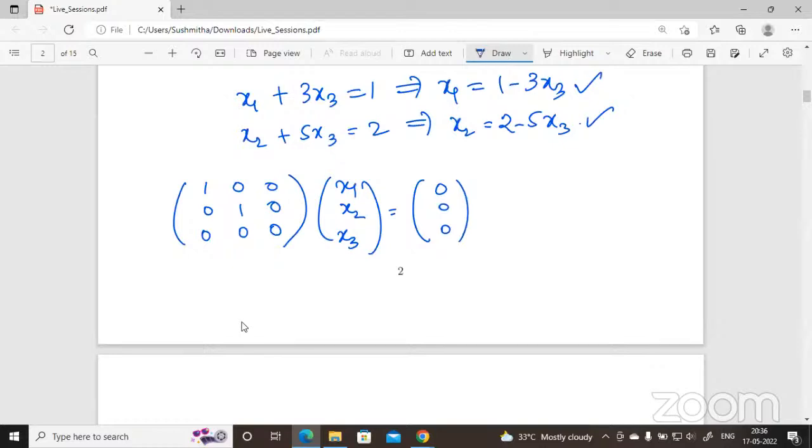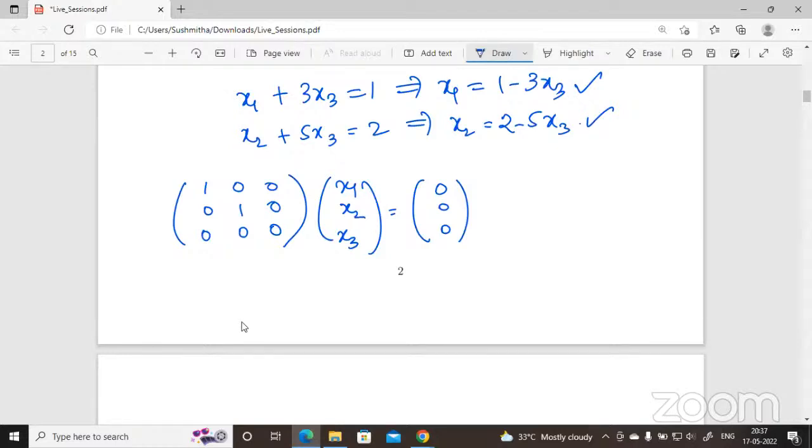Infinitely many solutions, because x3 is independent. No solution. When you have a homogeneous system, you always have a solution. Yes, infinitely many solutions. x1 is 0, x2 is 0, and x3 is c. Actually, the thing is, we can find an equation with x3 here.